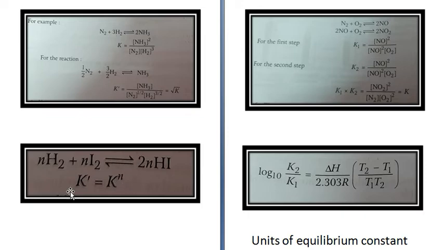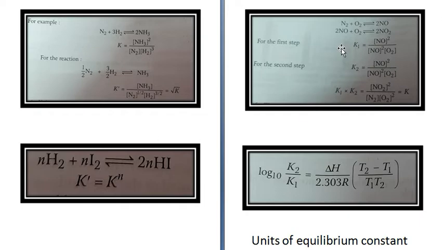It can be 2, 3, 4, n can be any value, and you will get the equilibrium constant. Next is if an equation having equilibrium constant K is written in 2 steps, then the equilibrium constant of the first step into the equilibrium constant of the second step is equal to K.